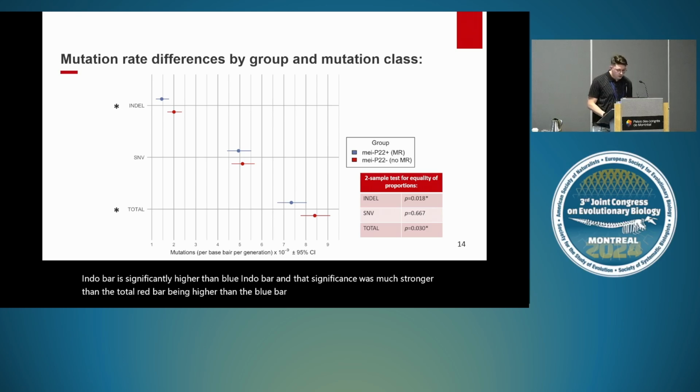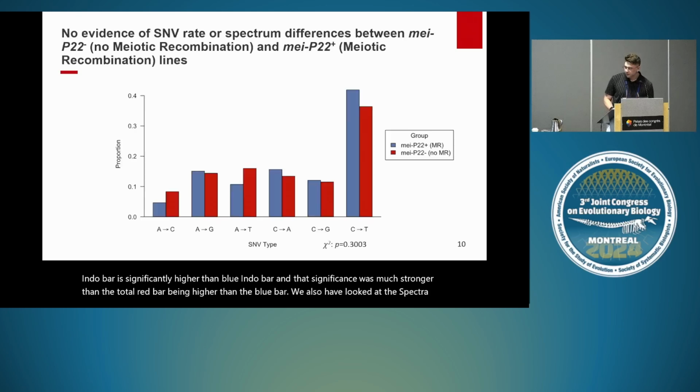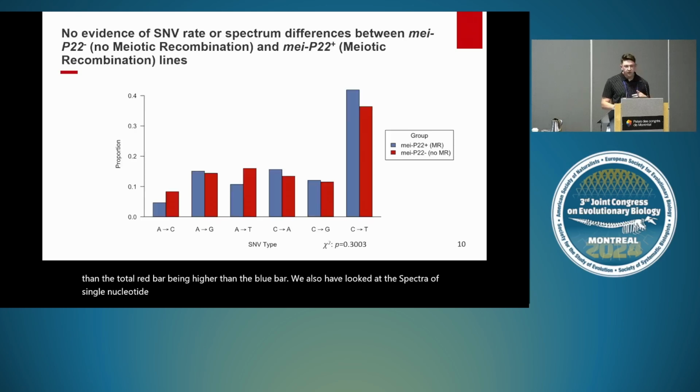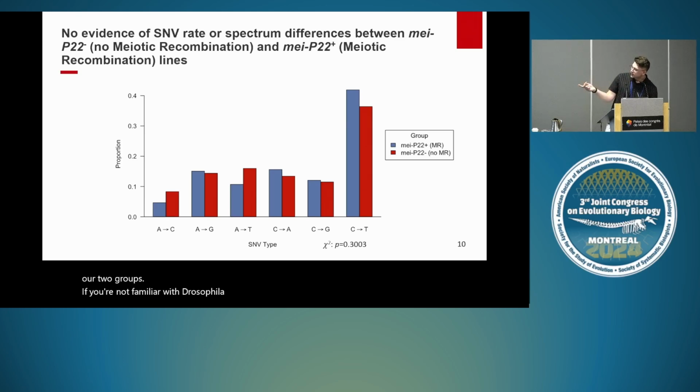We also looked at the spectra of single nucleotide variants. This was not different between our 2 groups, once again indicating that we don't see any differences in single nucleotide changes between our 2 groups. If you're not familiar with Drosophila mutation experiments, the C to T group is normally high, so that was a bit of a sanity check. It aligns with prior Drosophila mutation accumulation studies.